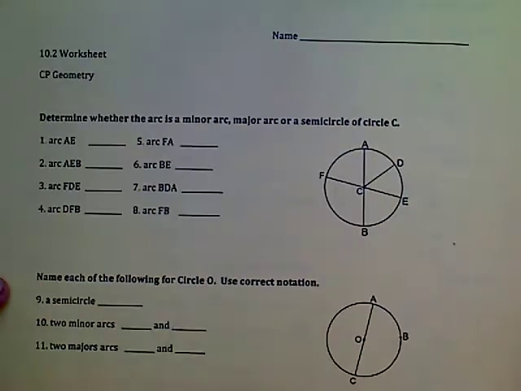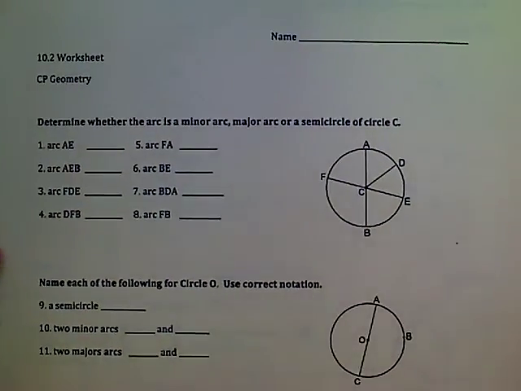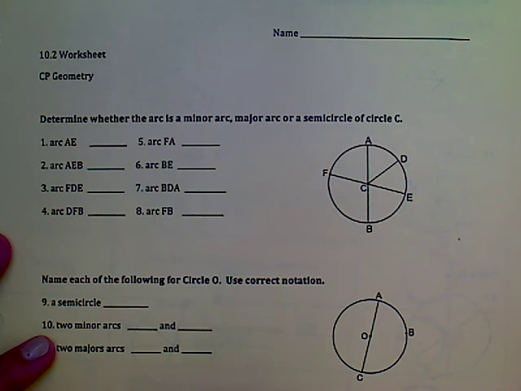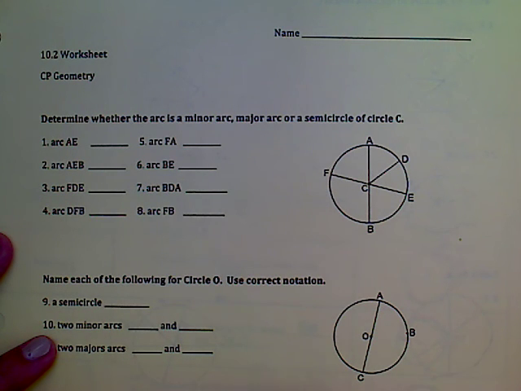Period 7, you are working on this in class because you're actually a section ahead of the other class. So period 7, you're completing this worksheet. The answer key will be online for you. Period 2, you're not completing this worksheet until tomorrow in class.